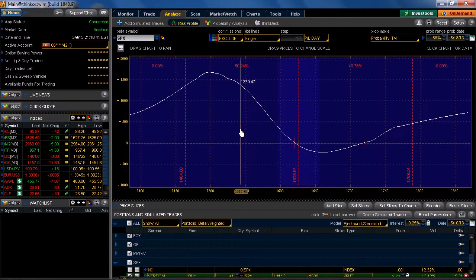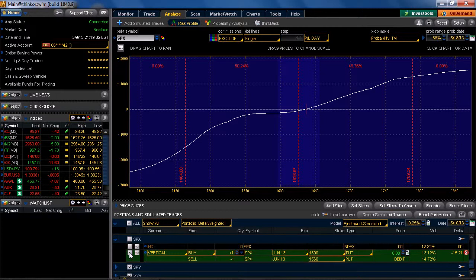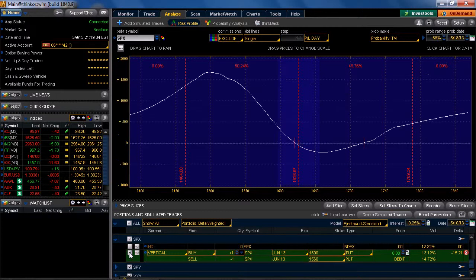If I go back to my Analyze tab now, you can see the graph has changed radically. So now I'm much more profitable as the market drops and not as profitable as the market goes up. Now, I can turn my hedge on and off to see what the graph change looks like by clicking this right here. This is without the hedge. This is with the hedge. And you can just keep adding things to your portfolio until you get the picture that you want.